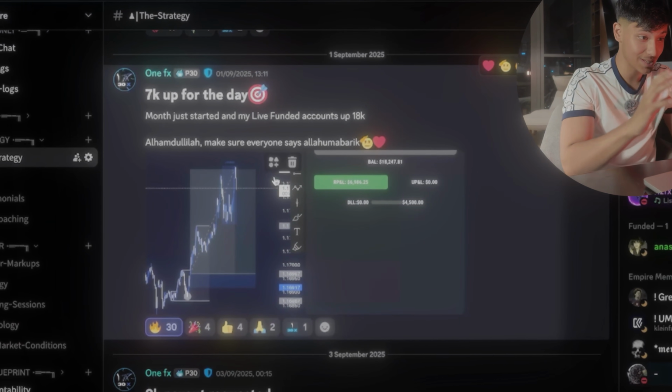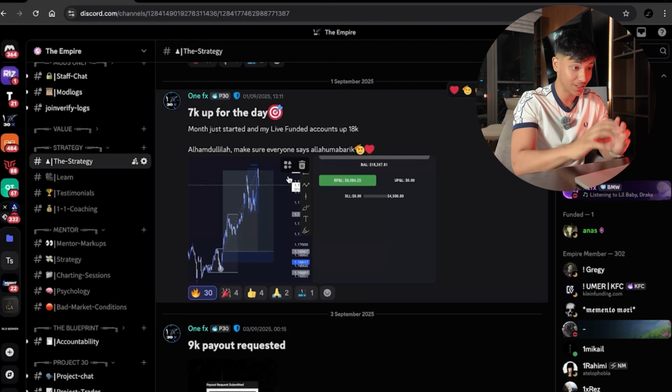Now, in today's video, I'm going to be going over a full trade breakdown on how I managed to catch this trade, which netted me $7,000 on my live funded account. As you guys can see, proof of everything is here in the Discord server.